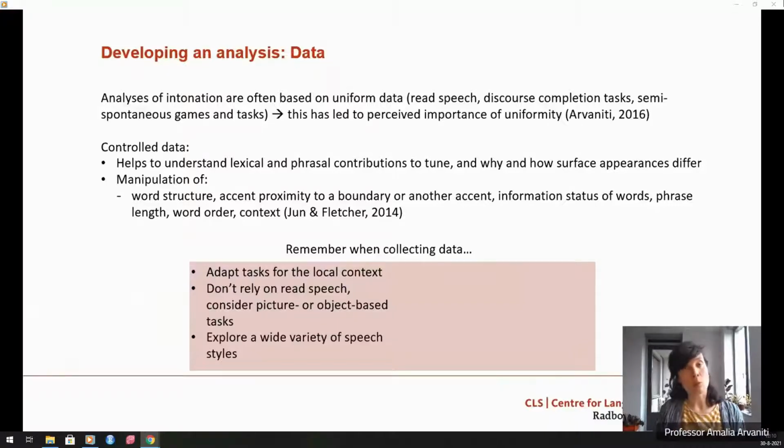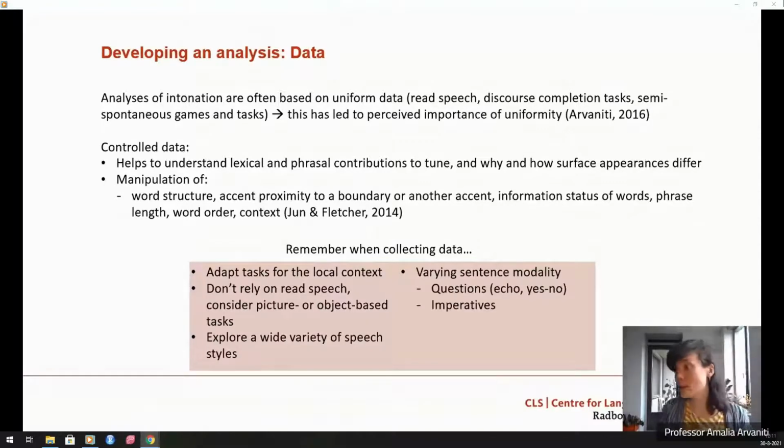Explore data from a wide variety of styles if you can, like collecting narratives, procedural texts, dialogues, in conversations with a range of interlocutors. And if you've already collected data, try to analyse sentences with different modalities, such as statements, types of questions, imperatives. Also consider the information structure of the utterance, investigating focus, different types of focus may be of interest, and to see how givenness is marked as well.